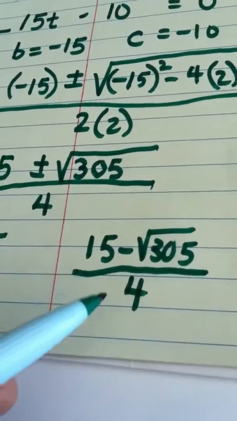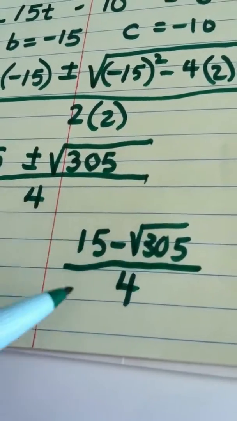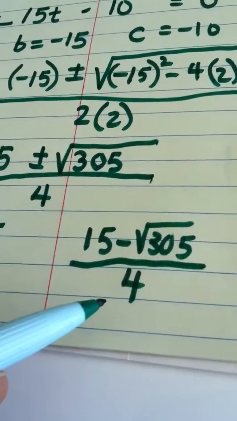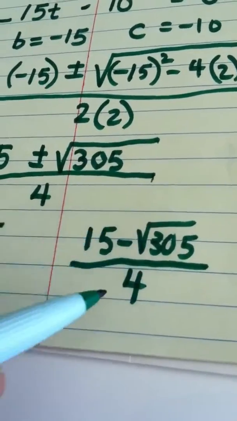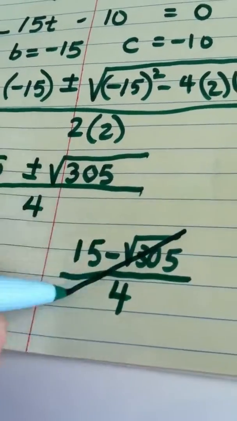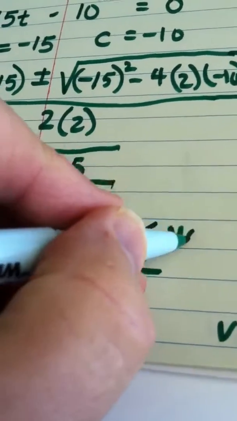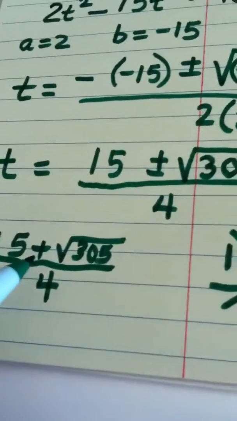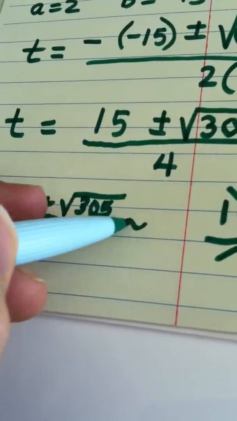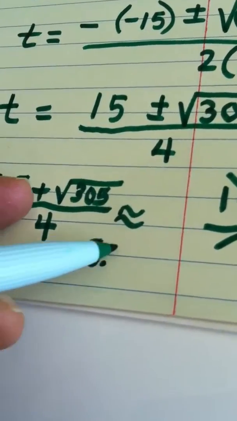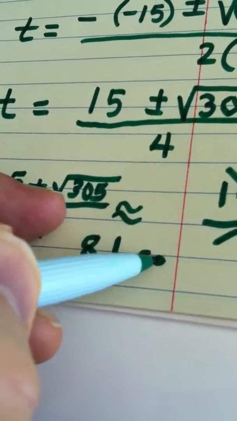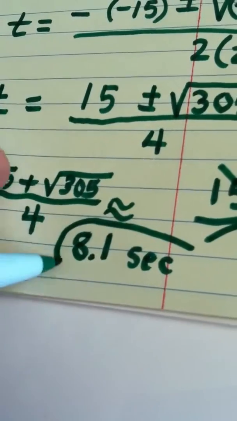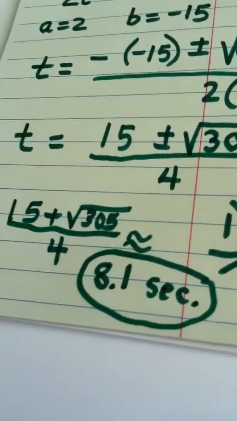Now, if I plug this into my calculator, I come out with a negative answer. And this can't work. A negative answer for time is not going to make sense. No negatives. Okay? If I plug this into my calculator, I come out with approximately 8.1. If I round it, I come out with approximately 8.1 seconds.